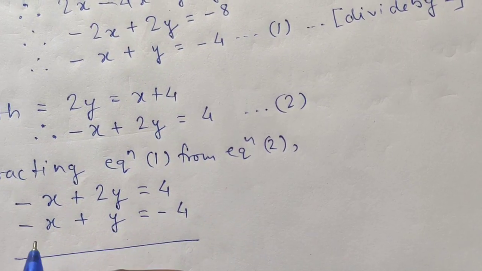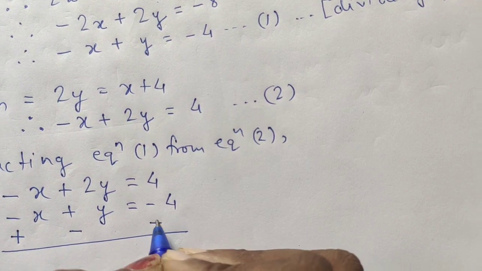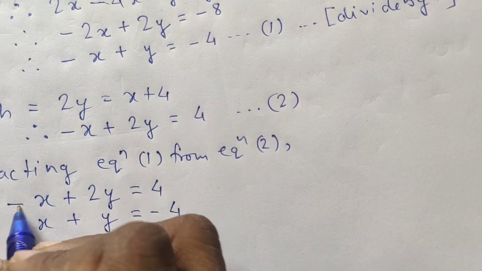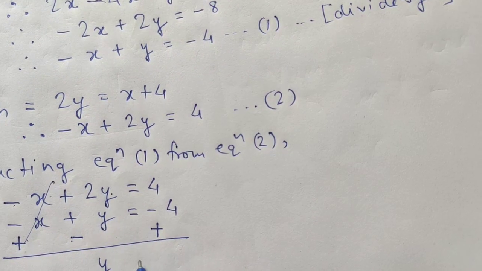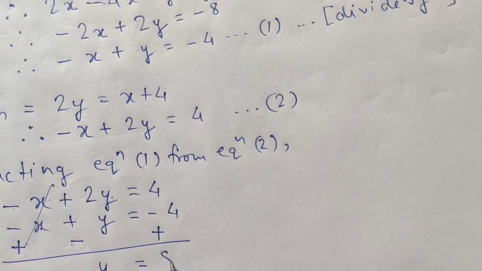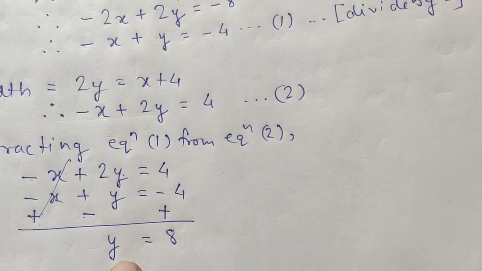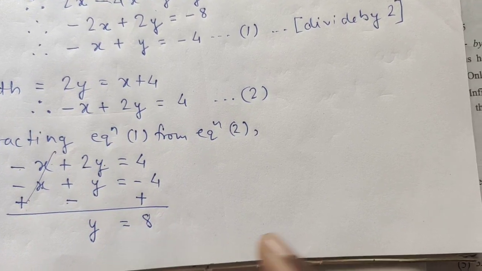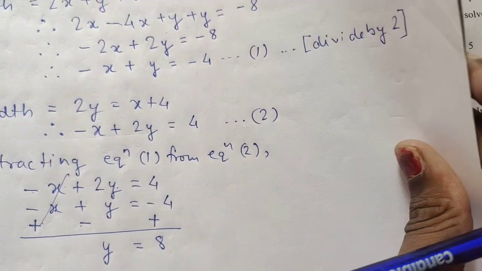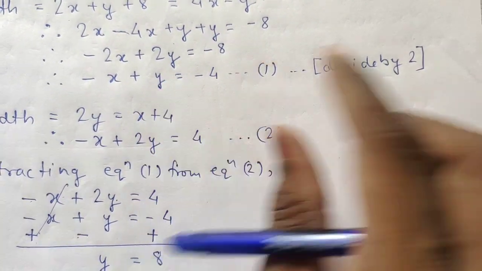Now see, I am going to subtract, so I need to change the sign. Plus, minus, and this also becomes plus. Minus x plus x cancel. 2y minus y gives you y, and 4 plus 4 gives you 8. So in this way you got the value of y, that is 8. Now I want to find out the value of x. So for that, what I am going to do, I am going to put the value of y in equation number 1.